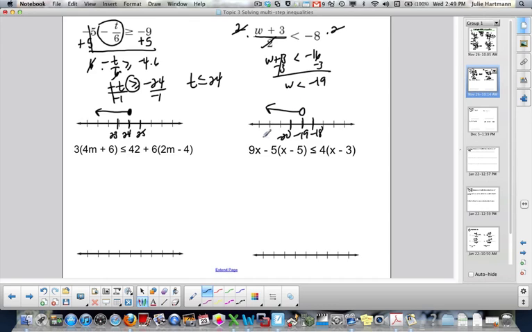Okay. Next example, I have to distribute on the left. 12m plus 3 times 6 is 18. Less than or equal to 42. I distribute the 6, so plus 12m minus 24, because of that negative. Okay. 42 minus 24 is, let's see, 18, so plus 18.